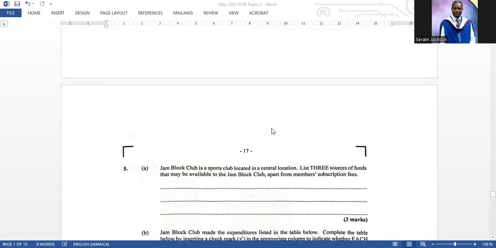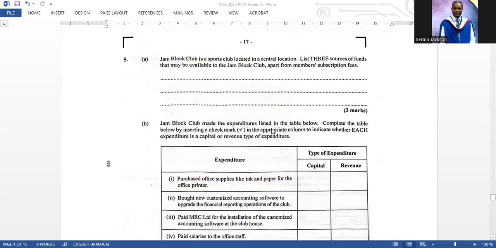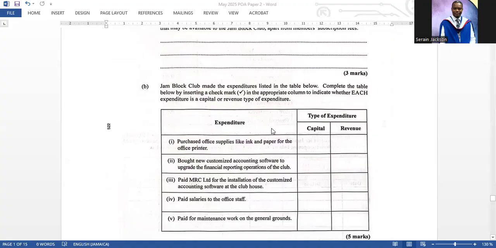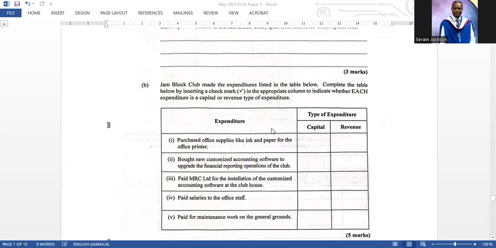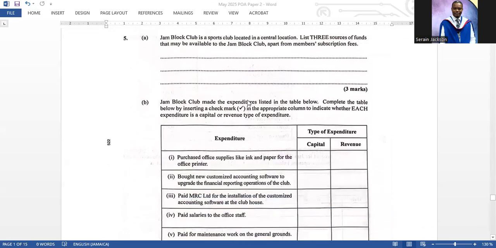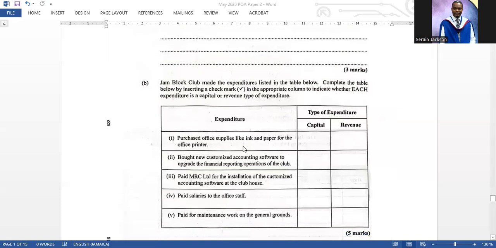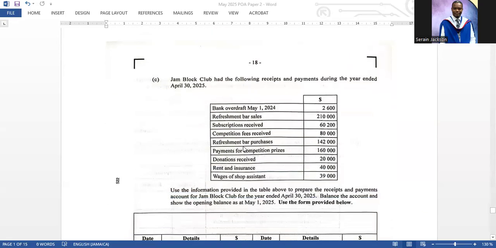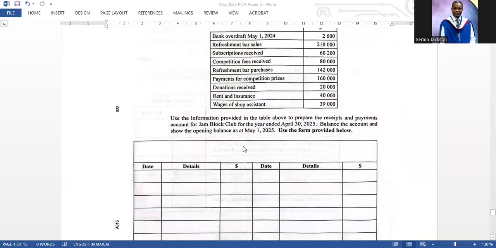All right, and then finally we move to question 5. Question 5 is a non-profit organization question. Personally, I had thought that this topic was taken off the syllabus. But it's a non-profit firm, and so the first part of the question is pretty simple. They're asking you to talk about capital expenditure or revenue expenditure, which for me again is simple, 5 marks for that. And then they're asking you to create the receipts and payments account.